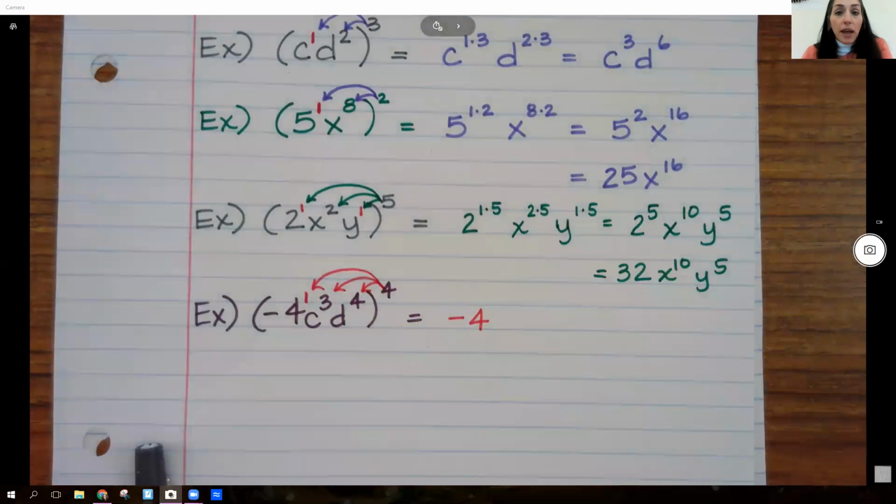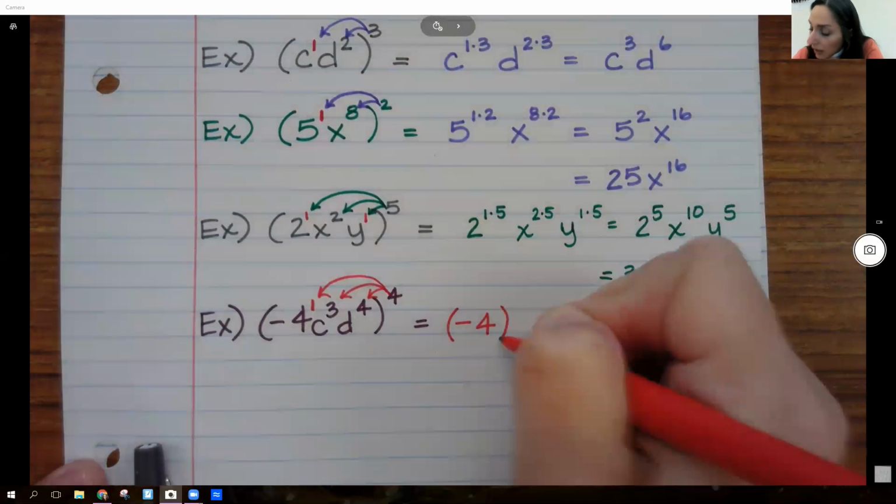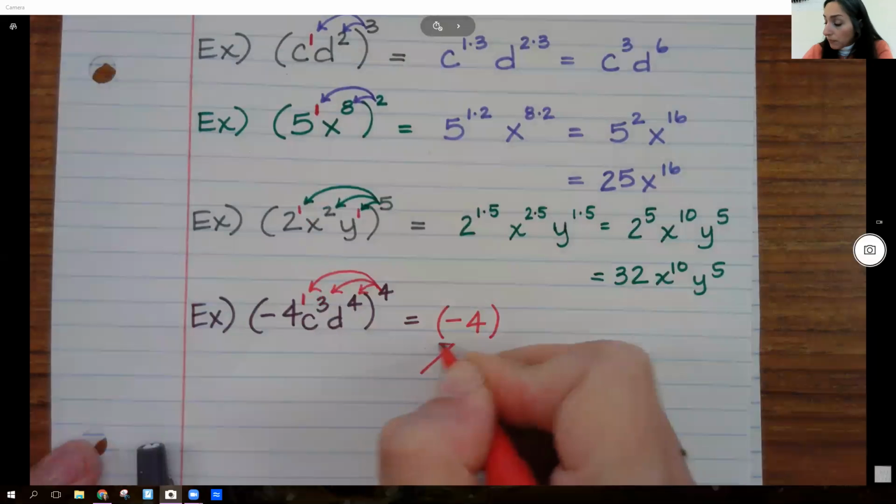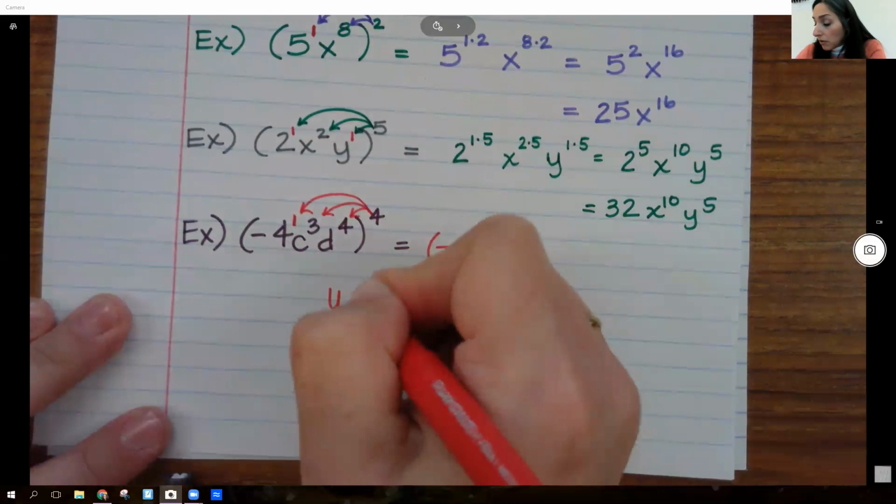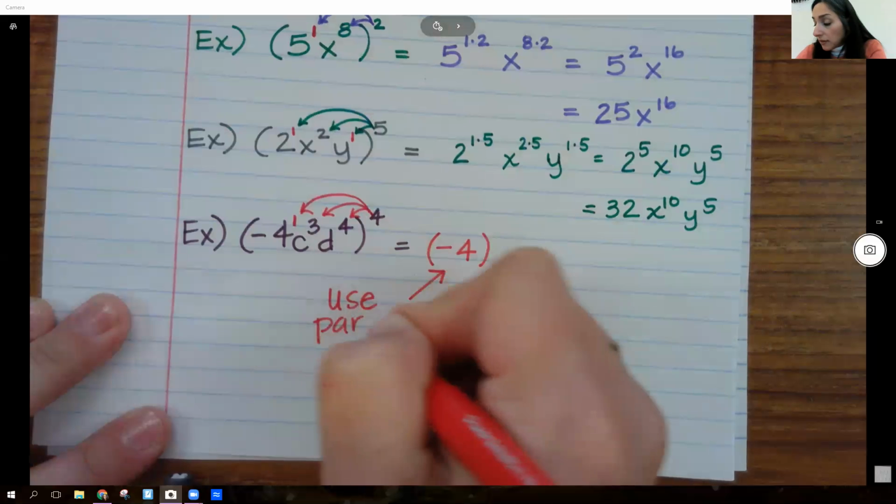Now this is the part that we have to be careful about. Since it's a -4, the whole thing is being raised to an exponent, all right? So we have to make sure that the negative gets included in the whole thing, especially when you type this into Desmos or a calculator, because it won't do it the way you want it to unless you put parentheses around this, okay? So when you have negative numbers, use parentheses.